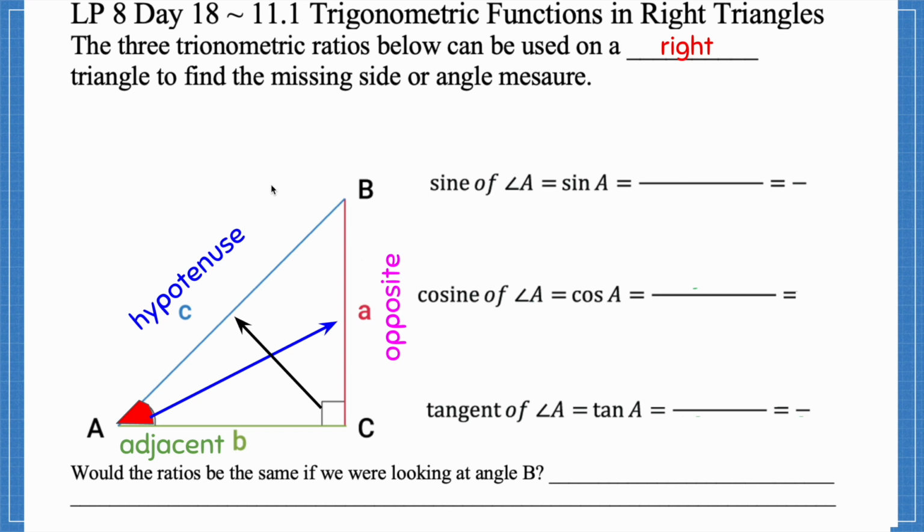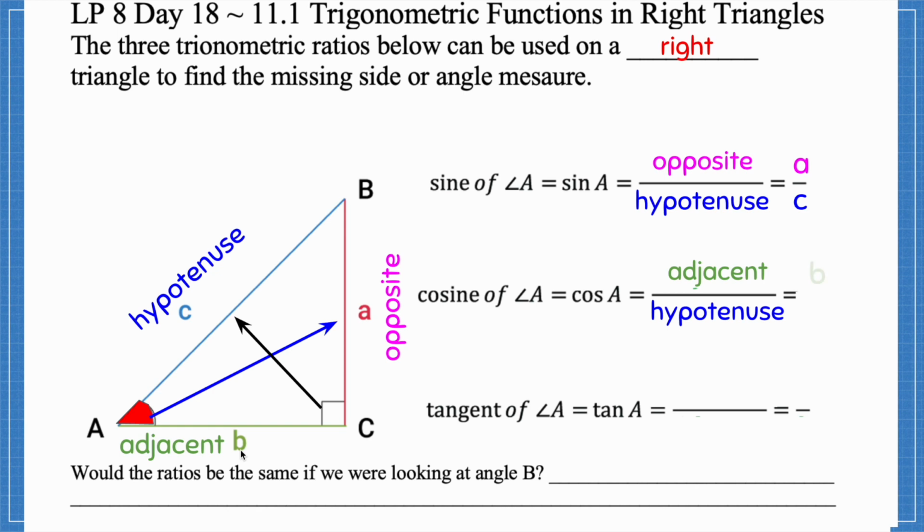Understanding how we label this is going to help us when we do these, because we literally just plug these in. So sine is opposite over hypotenuse. If I look at that, opposite is A and hypotenuse is C. Normally we're going to have numbers here, and I would just plug them in. I'd have A over C. Then cosine is adjacent over hypotenuse, so that's B over C. And then tangent is opposite over adjacent, so that's A over B.